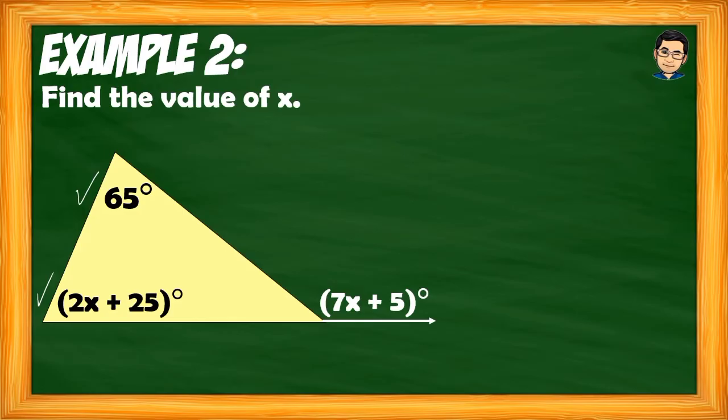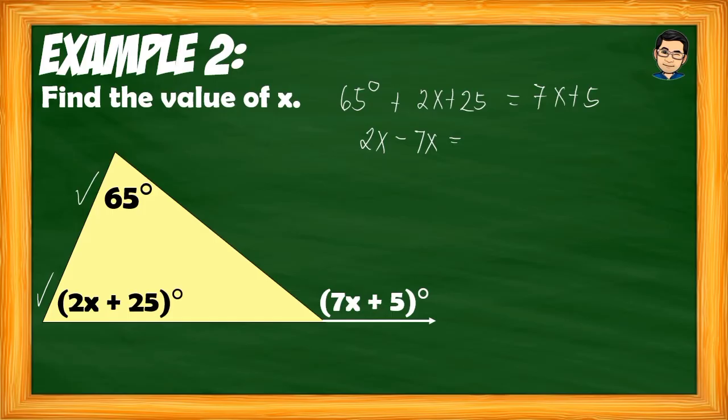So, isulat natin as 65 degrees plus 2x plus 25 is equal to 7x plus 5. And then, we will combine like terms. So, lahat ng mga may variables sa left side. So, magiging 2x. And then, yung 7x, i-add natin yung negative 7x, magiging 2x minus 7x. And then, 65 tsaka 25, that is 90.